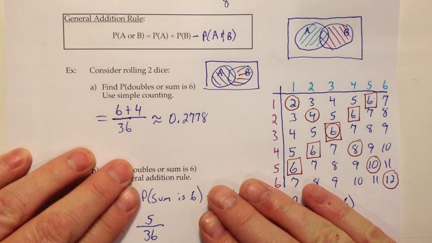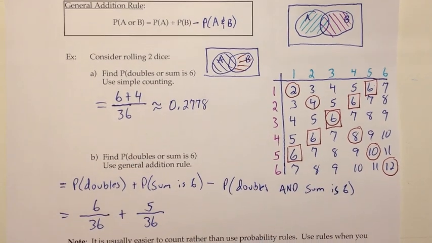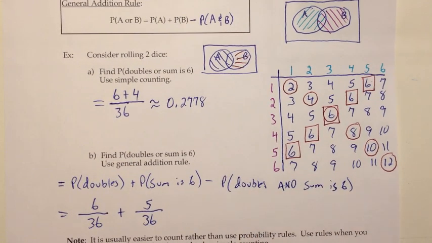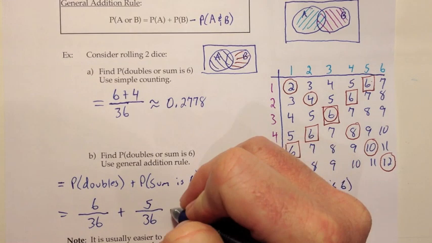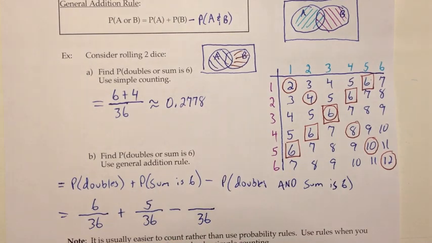I'm not worried at this point about double counting or anything like that. I'm just saying how many ways altogether in that chart are there to get a sum of 6. And then the formula is going to correct for the double counting for us by subtracting out a copy of the overlap. So we're going to subtract the probability of getting doubles and the sum is 36.